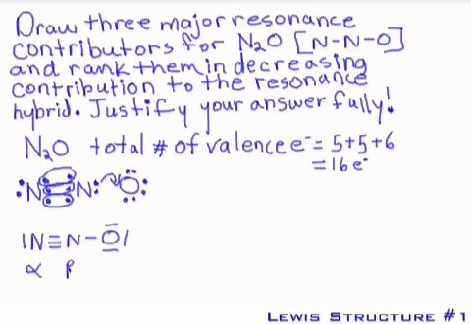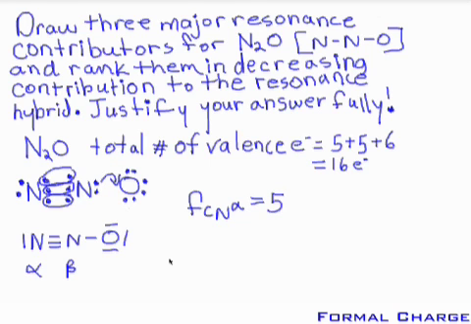and the middle nitrogen, nitrogen beta. If I do formal charge of nitrogen alpha, we know nitrogen has 5 valence electrons. If we count it, we see we have 1, 2, 3, 4, 5. The lone pair gives you 2, 1 for each bond. 5 minus 5 is 0.